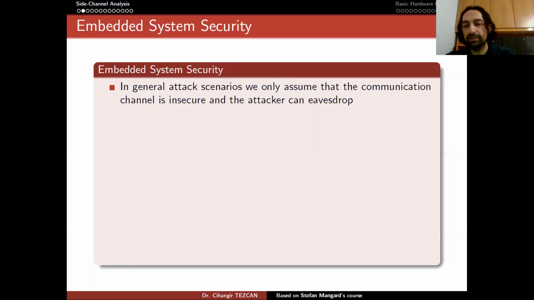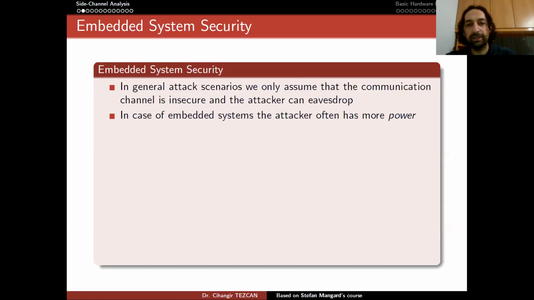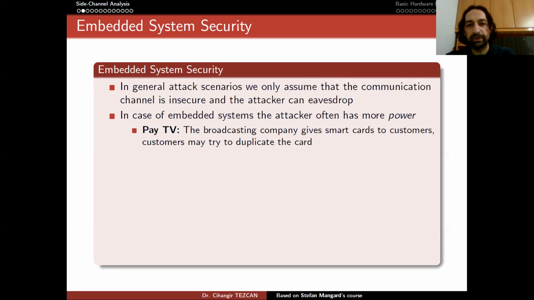But in side channel analysis, the situation is a lot different than this. In case of embedded systems, the attacker often has more power. For example, let's see the examples that were given by Stefan Mangard. Let's think about pay TV. The broadcasting company gives smart cards to customers. Customers may try to duplicate the cards. So you have the device to yourself, so you have physical access to the device. This is why we say that the attacker has more power now. We are not only listening to a communication channel and capturing a ciphertext. Now we have the device.